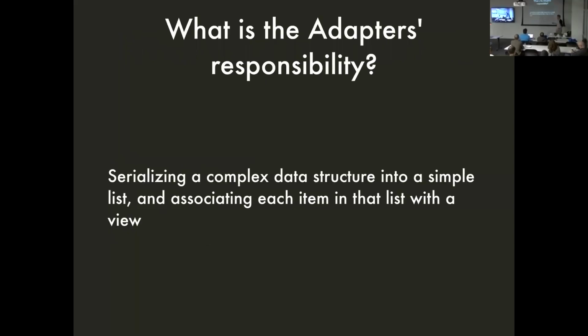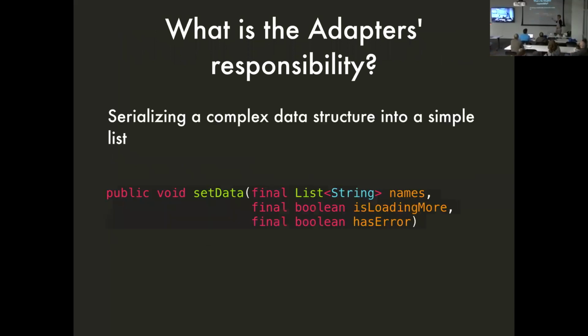Here's my attempt at saying this is what an adapter does. You have some complex piece of data, like some data structure. You turn it into a simple list, because that's all you can see on the screen is a list. And then for each item in the list, you associate it with a view. The reason I say that it's a complex data structure into a simple list is, even if you think you just have a simple list, like a list of names, you probably also have something like, has there been an error? Is there a loading page showing? Is there an empty state that you show, which you probably should for basically any page.